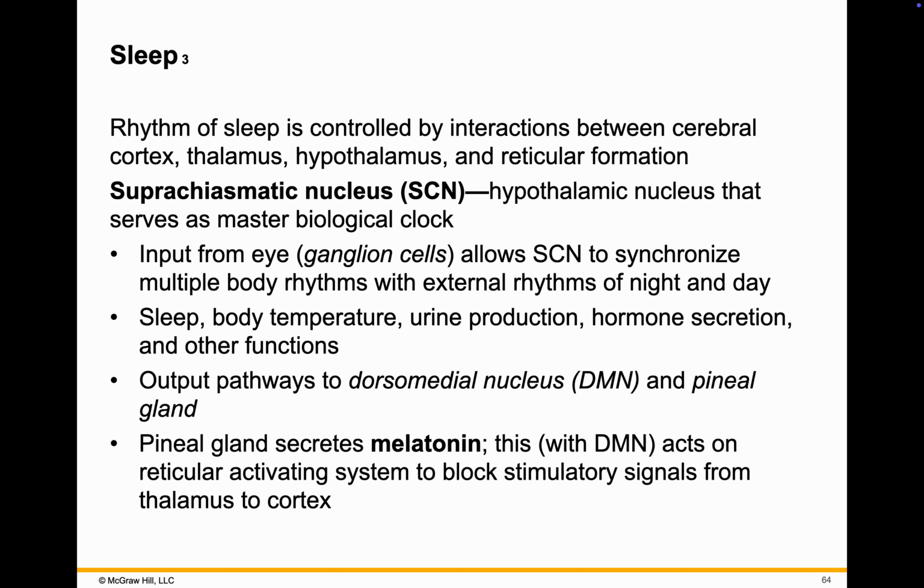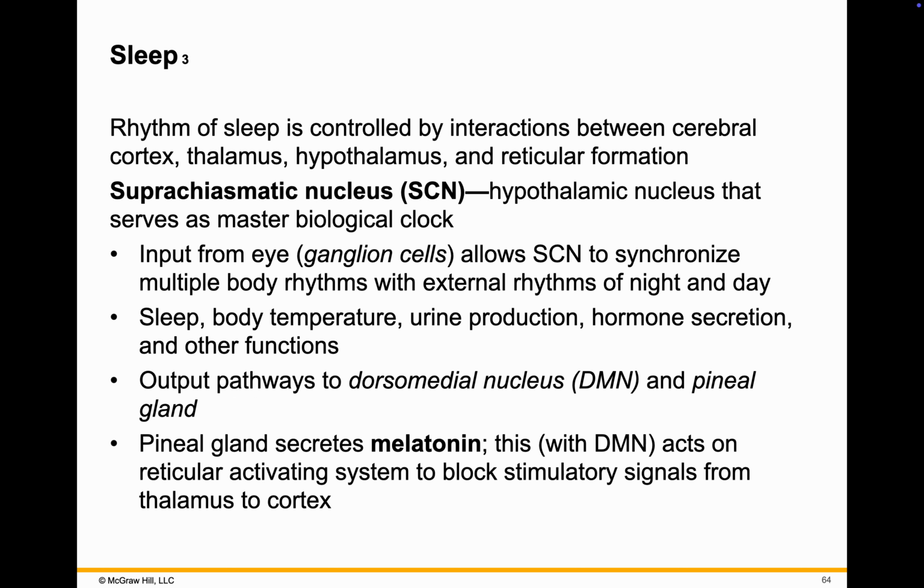The rhythm of sleep is controlled by interactions between the cerebral cortex, the thalamus, the hypothalamus, and the reticular formation. The suprachiasmatic nucleus is a hypothalamic nucleus that serves as a master biological clock. It gets input from the eye. It controls things like sleep, body temperature, urine production, hormone secretion.